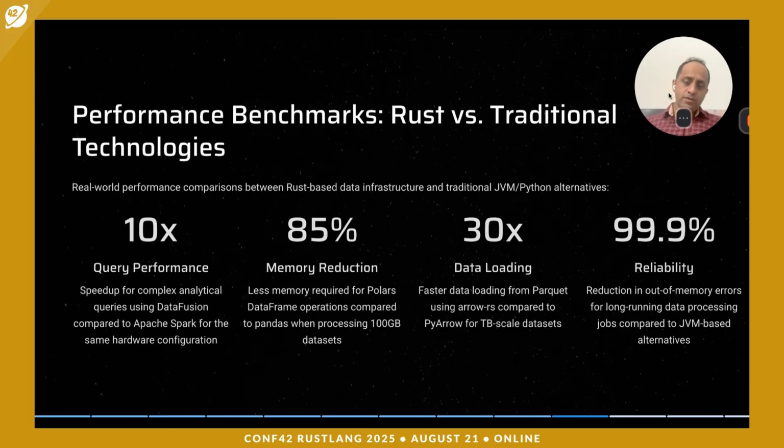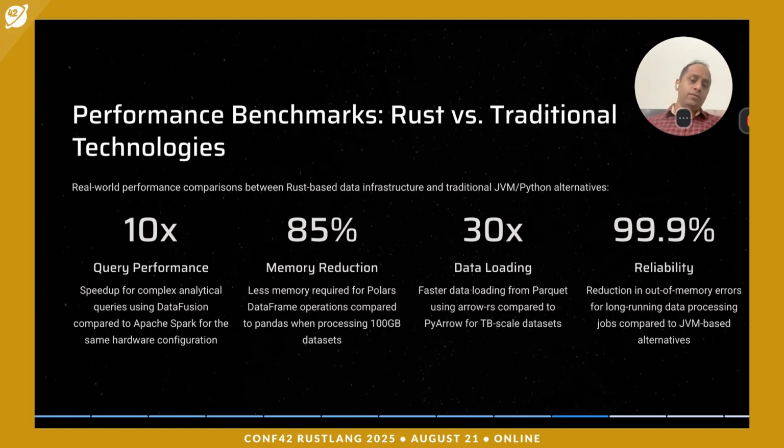And as you can see, some of the performance benchmarks for Rust versus traditional technologies are 10x more query performance using DataFusion compared to Apache Spark on the same dataset configuration and hardware configuration. 85% memory reduction required for Polars DataFrame compared to pandas while processing 100 GB datasets. 30x faster data loading. If you're loading data in an application from Parquet, you can load 30x more data by using Arrow RS compared to PyArrow for terabyte scale datasets.